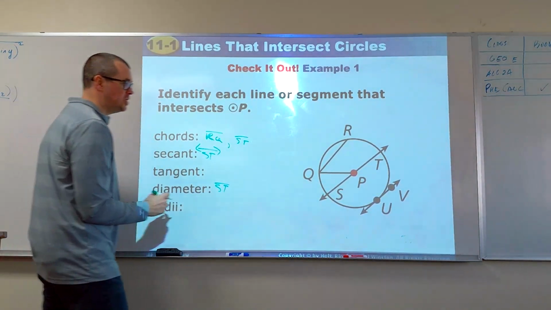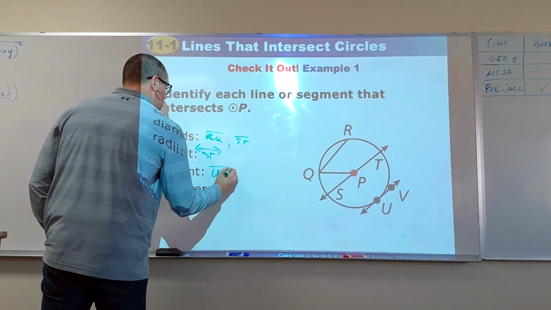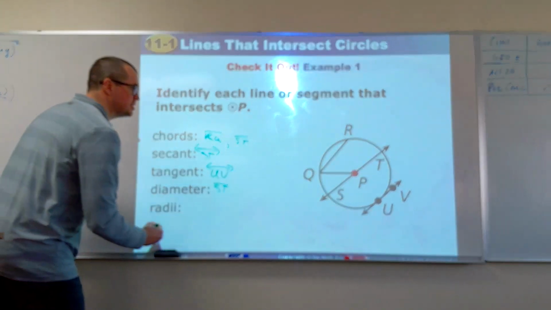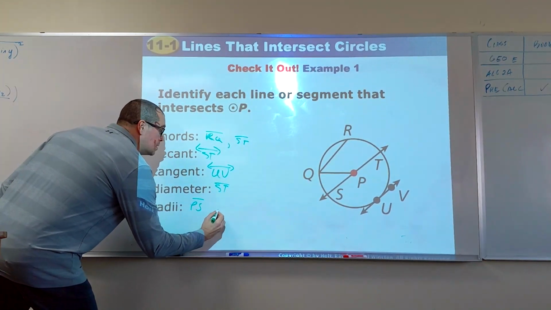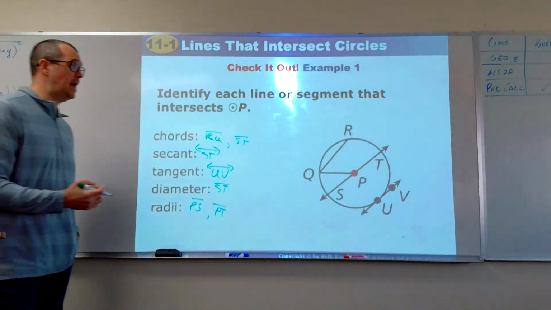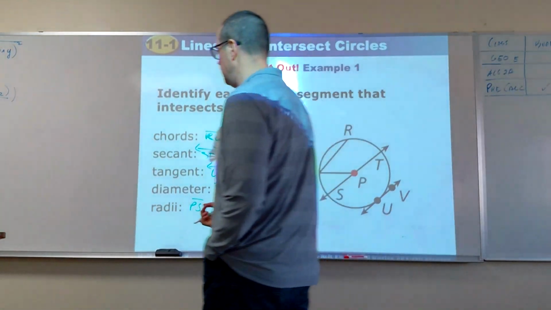Okay, tangent, where it hits at one spot, that would be over there at UV. Those are both capitalized. Tangents are lines. And then radius, you know, you've got PS, PT, and the order you put those letters does not matter. So those are the types of line segments that you need to be familiar with in this circle unit.